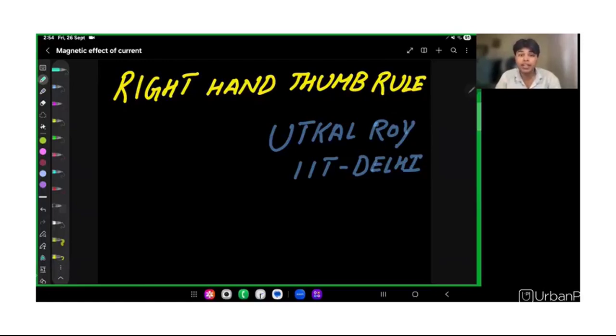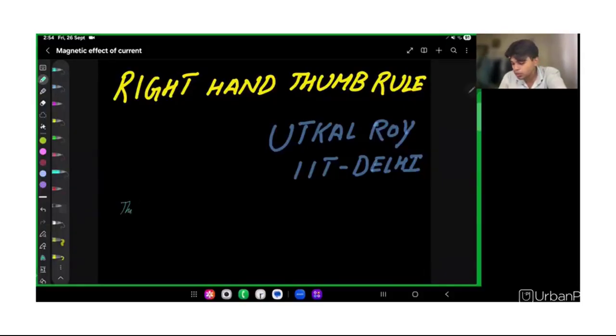And please remember it. Generally, students do not remember it nicely, and during exams they get confused about what the direction was, in which direction they have to point the thumb, and so on. So please memorize it. It helps a lot in examinations, in JEE Mains and Advanced.